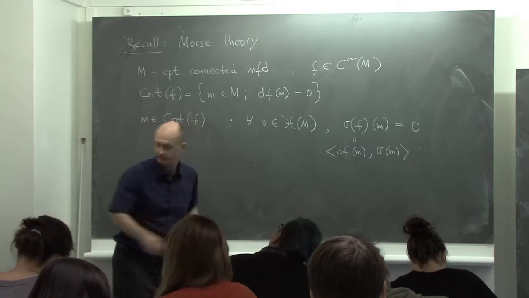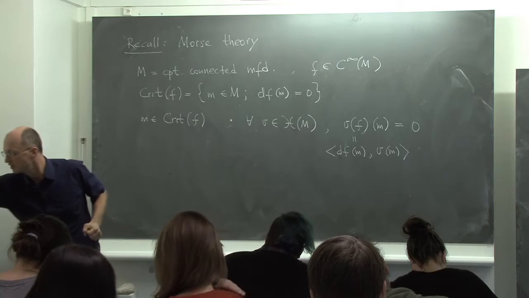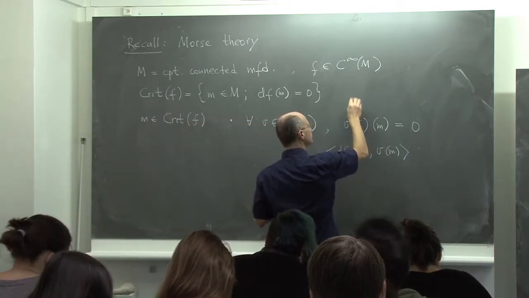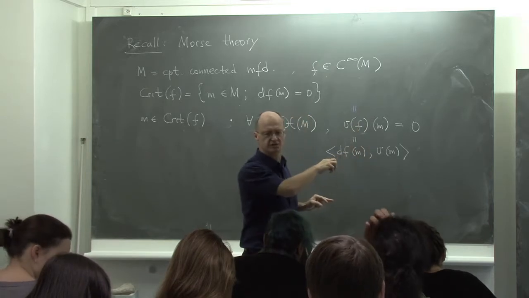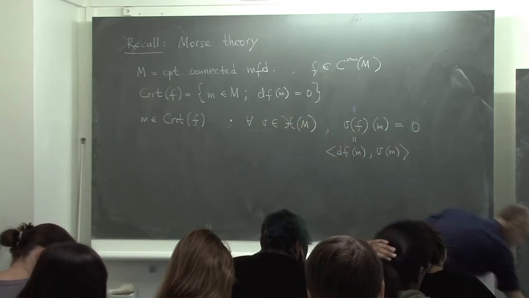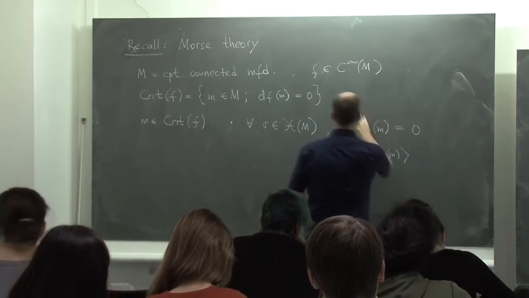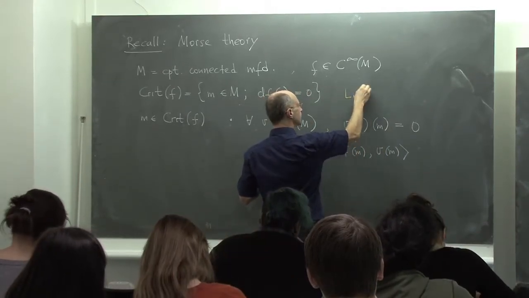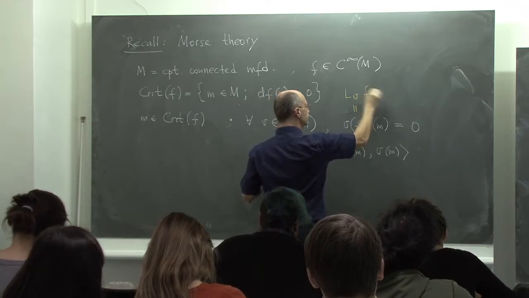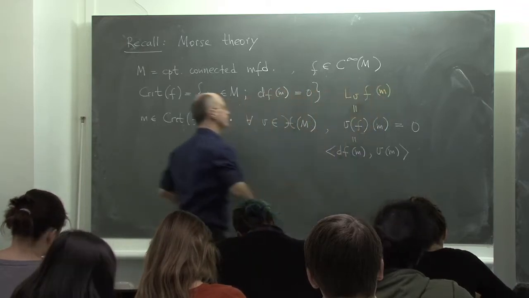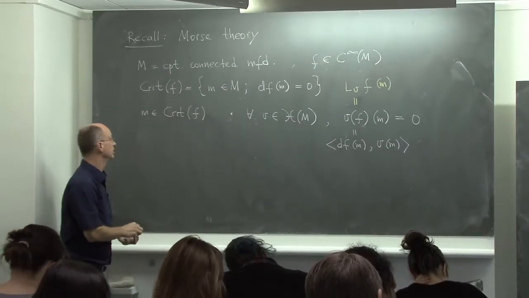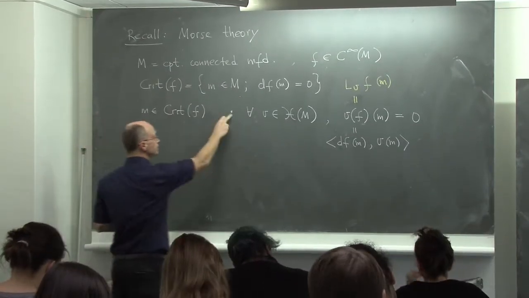The alternative writing for this expression, is it visible? Maybe I should take some other color. So the alternative writing is the Lie derivative of f computed at M. So that's one thing that happens.